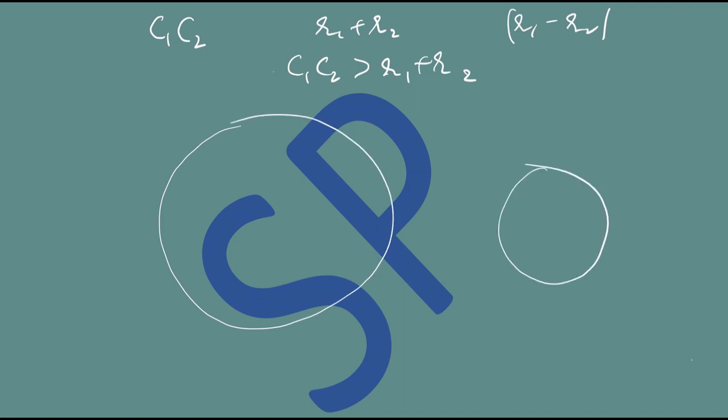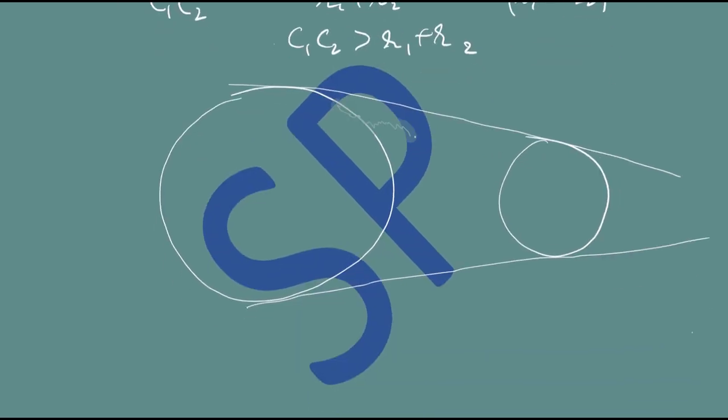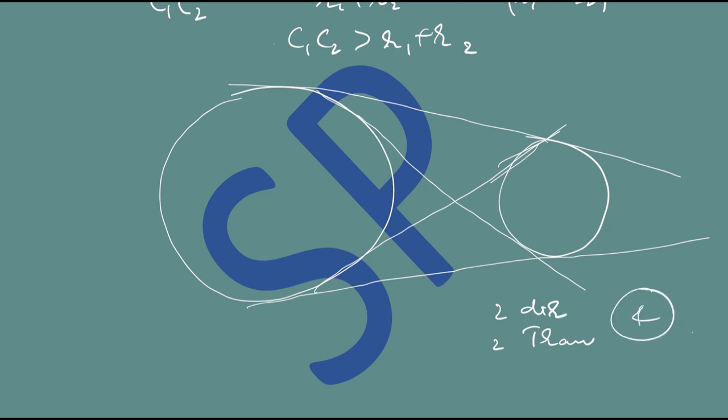Okay. Now I want you to observe that I can have 2 direct common tangents and 2 transverse common tangents. So ultimately I have 4 common tangents, 2 direct and 2 transverse. Total 4 common tangents are possible in this case.